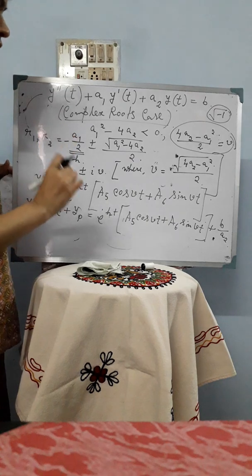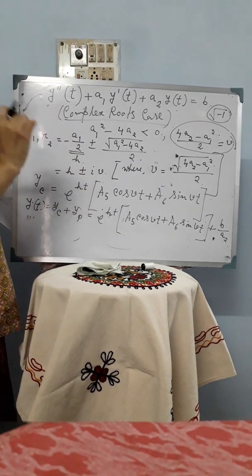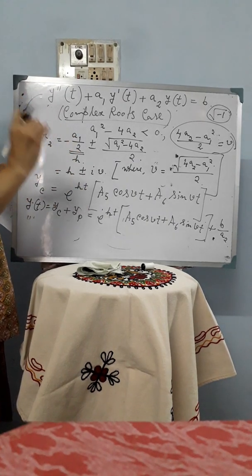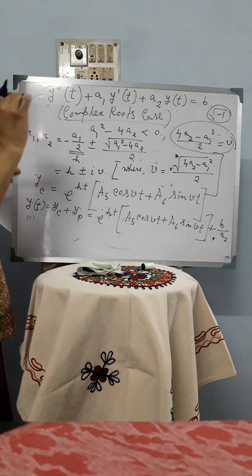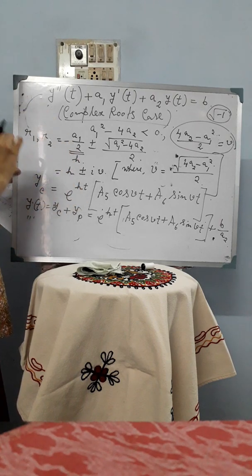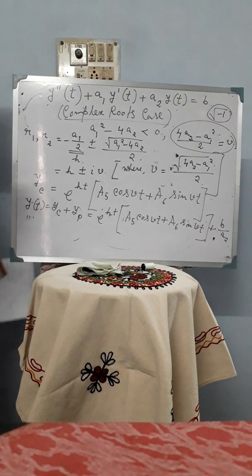So for getting the specific solutions, we have to find out the initial conditions, and if the initial conditions are given, then we have to put those initial conditions here to get the specific solution of the second order differential equation.